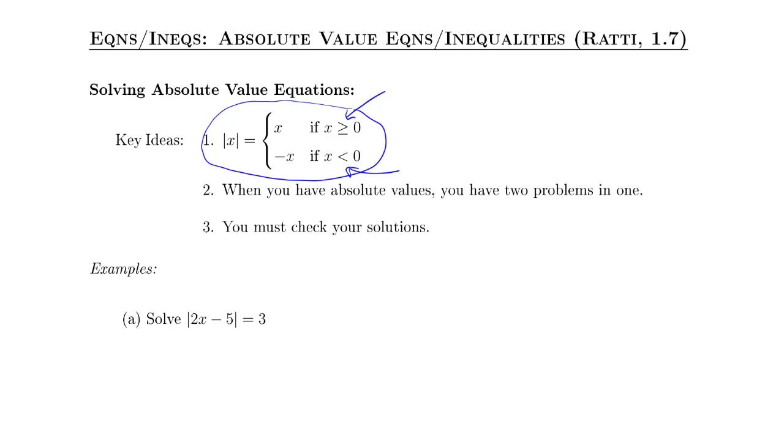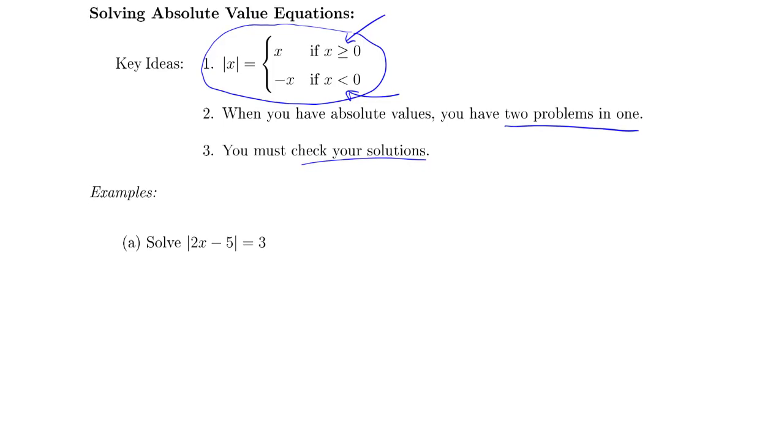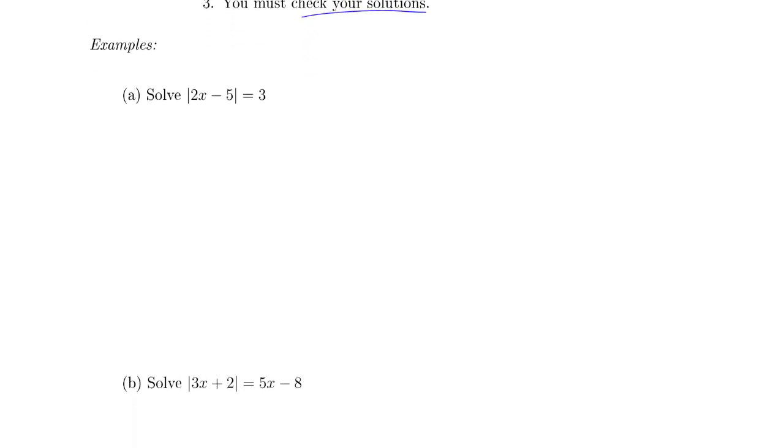All right, so you always have two problems in one, so our approach for all of these is always going to be to break it into two problems, solve each individually, and put the answer back together. Now we are going to have to check our solutions because strange things can happen in solving absolute values, that we can get extraneous solutions, so solutions that seem like they're correct but aren't truly correct. All right, so let's take a look at this first example.